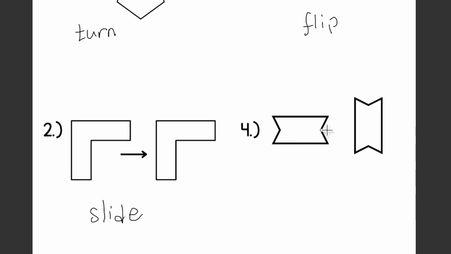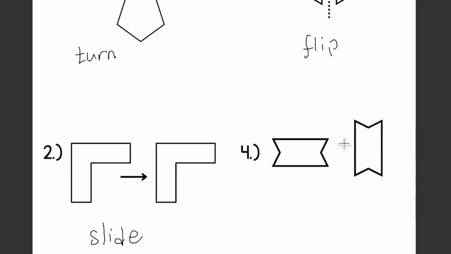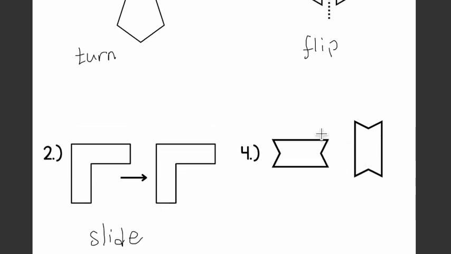Number four, looks like we have this interesting shape. This one's flat and this one's vertical, and they have the same shape, so we could rotate it. So this is a turn.